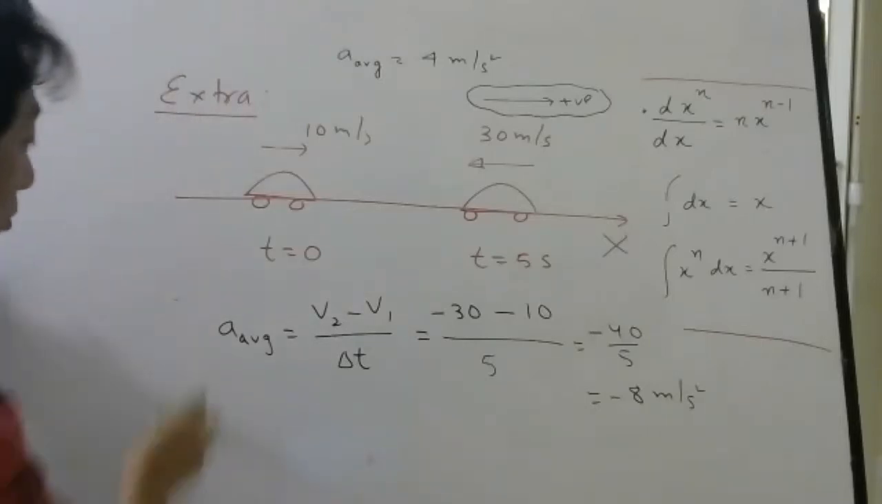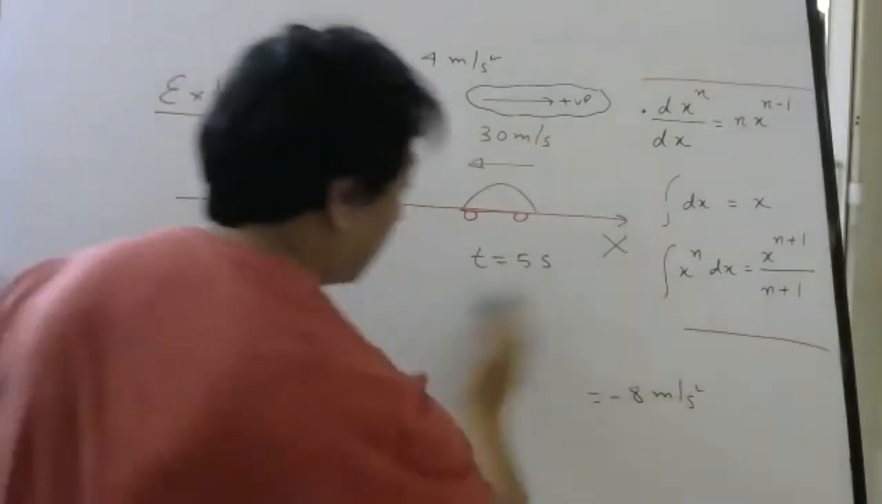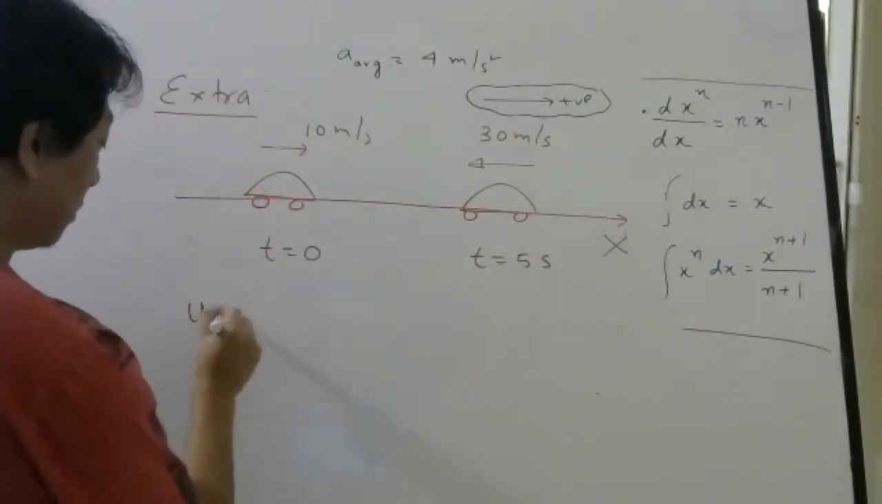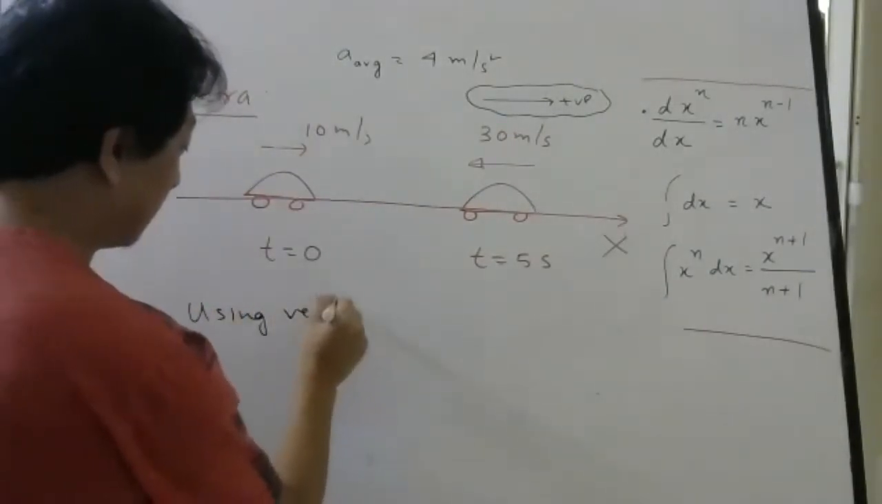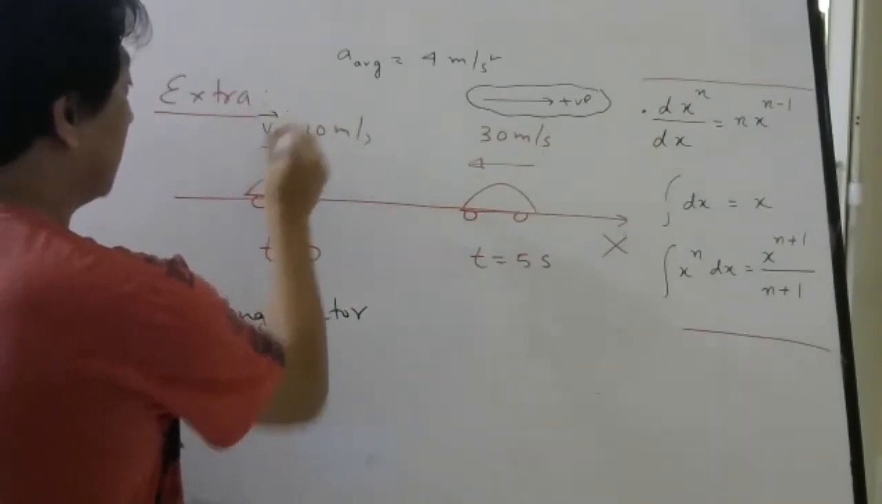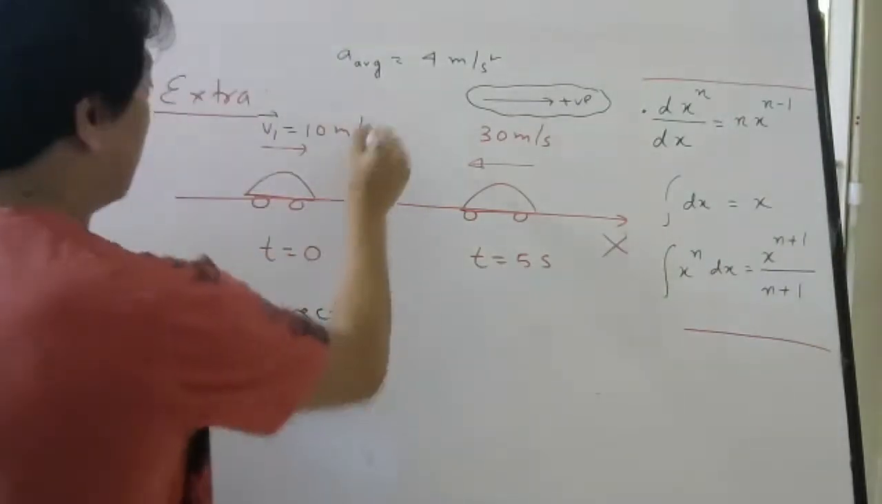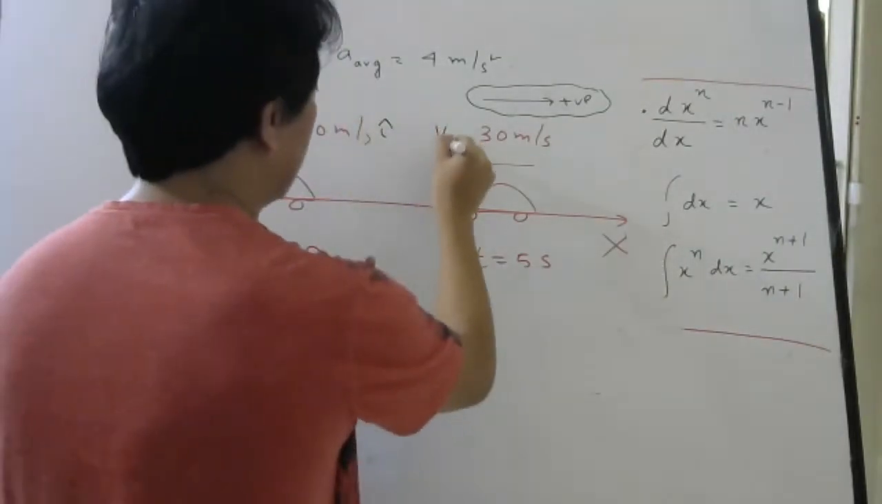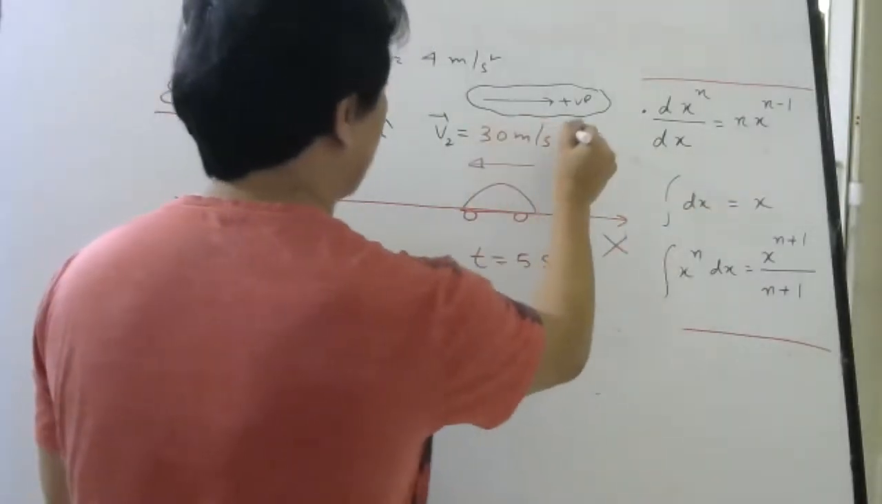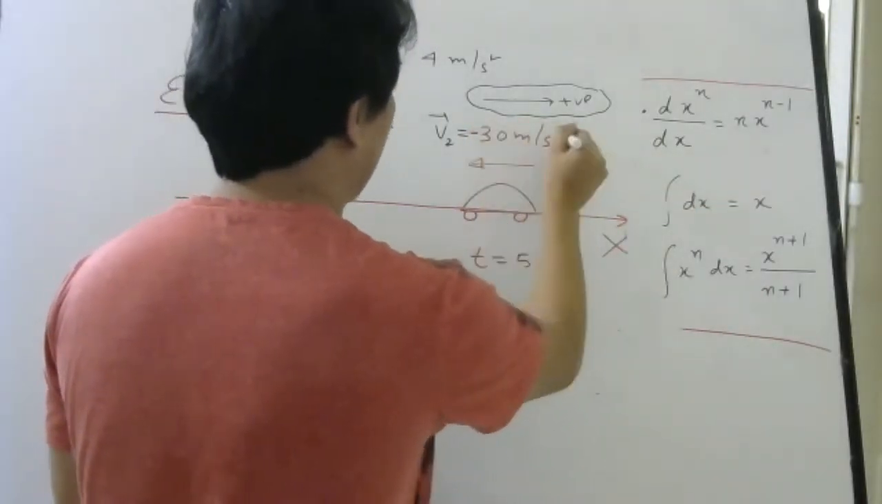Okay, now let us do this same question using vectors. So what will be V1 bar? This is my positive x-axis, so this will be I cap. And this will be, magnitude is 30, but direction is minus I cap. So I have to write here minus I cap.